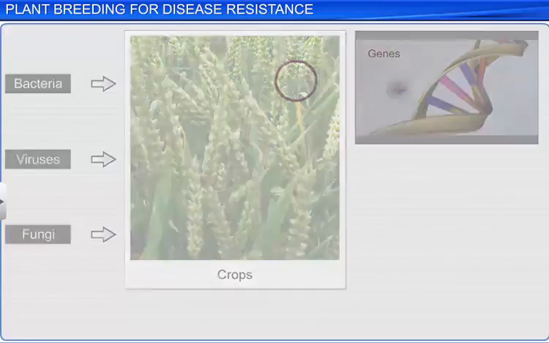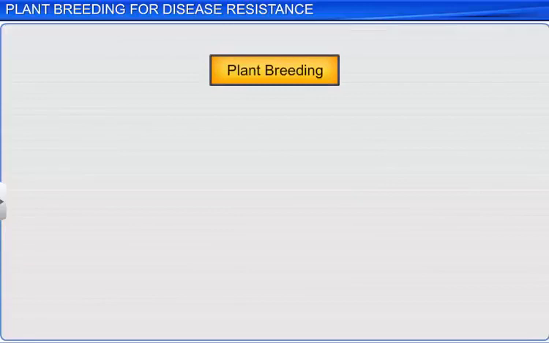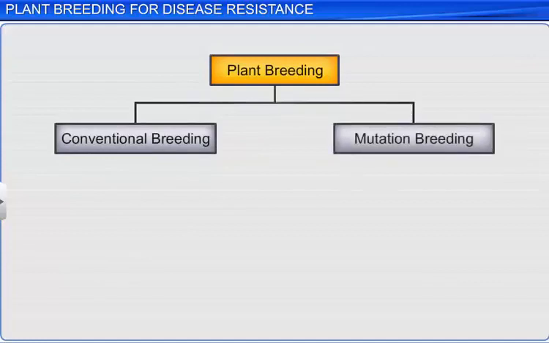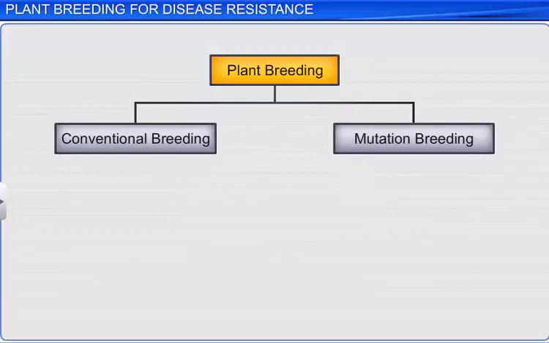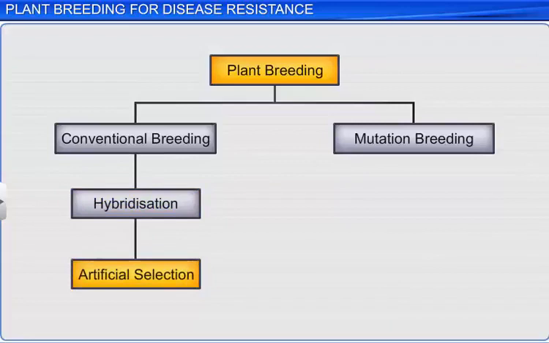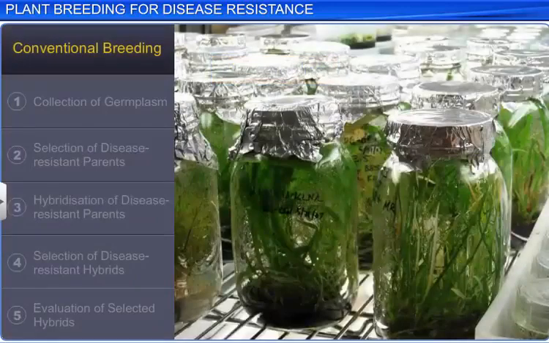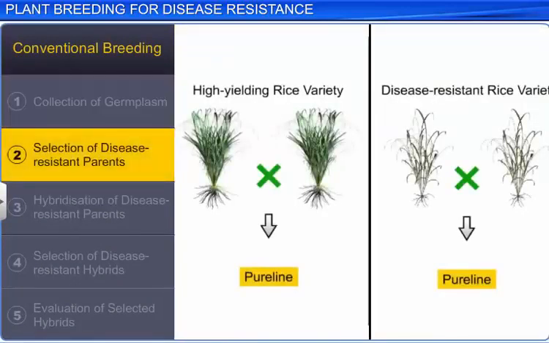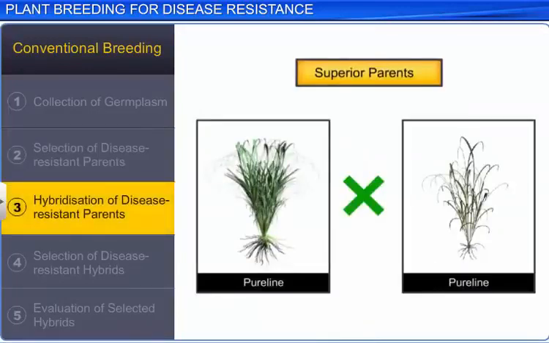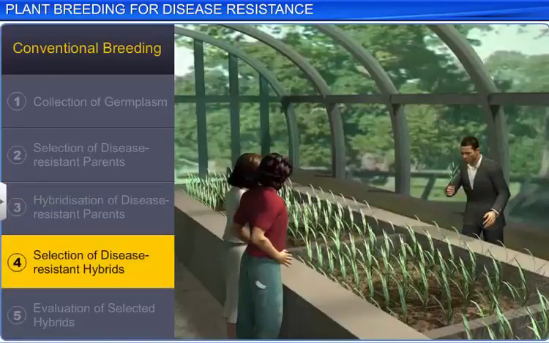The genetic makeup of crops can be altered using plant breeding techniques like conventional breeding and mutation breeding. Conventional breeding involves hybridization and artificial selection. It involves several steps that include collection of germplasm, selection of disease-resistant parents from germplasm, hybridization of the disease-resistant parents, selection of disease-resistant hybrids, and evaluation of the selected hybrids.